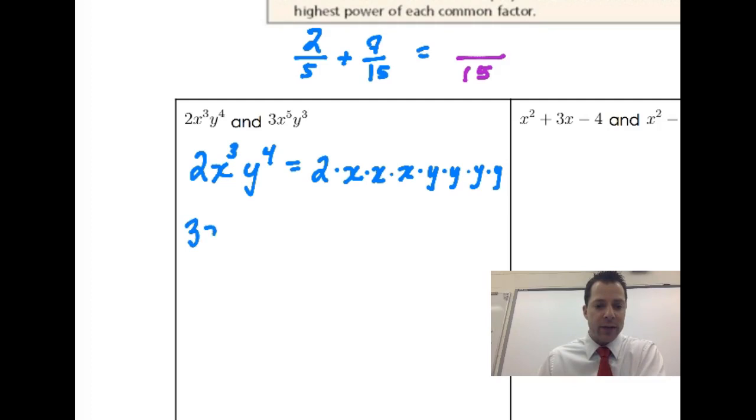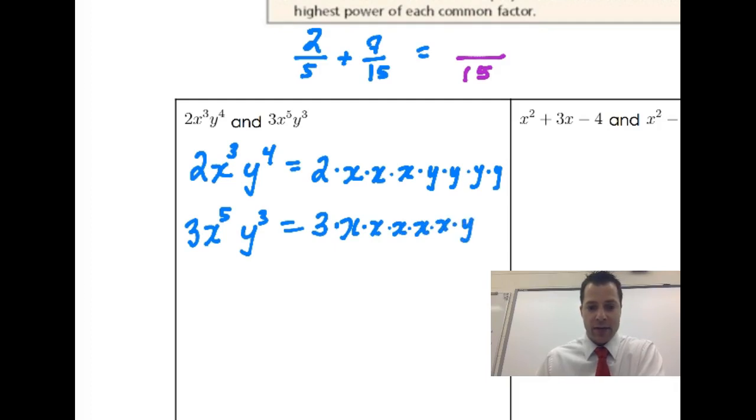And then we look at 3x to the 5th y cubed. We're on step 1 here, factor. We're factoring all these out, so we're breaking down 3 times, now there are 5 x's, 1, 2, 3, 4, 5, times 3 y's, multiplied together. So the LCM: you list all the different factors.